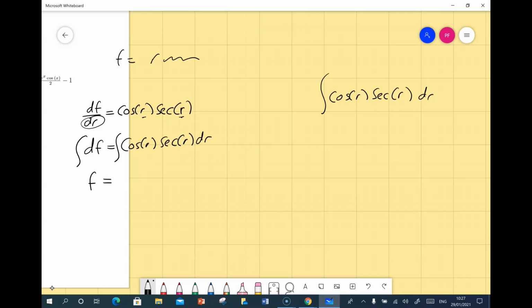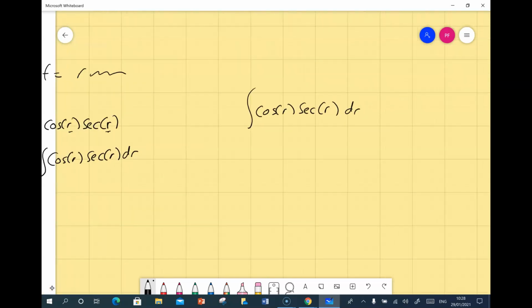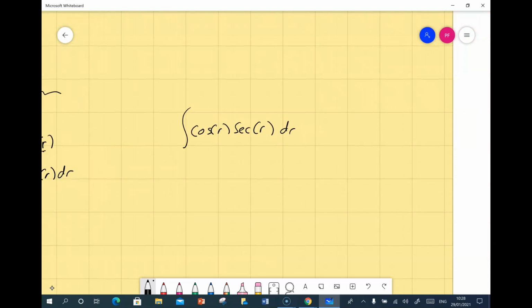Do I have a derivative of sec here? I don't have a derivative of sec, but that's fine because we have a formula in our tables that allows us to convert sec into something else. So if you look at your formula book and you look where your trigonometric identities are, there's a formula in there that says the sec of an angle A is equal to 1 over the cos of that angle A.